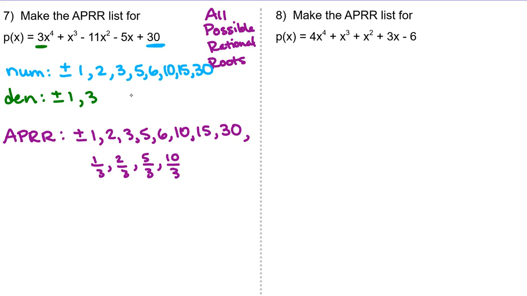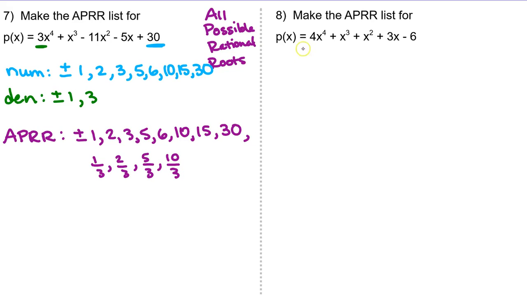So in this list we have 1, 2, 3, 4, 5, 6, 7, 8, 9, 10, 11, 12 times 2, 24 different rational numbers. Some of those may be roots to this polynomial, but no other rational numbers can be roots, only numbers from this list. So you can pause the video and make the APRR list for number 8, and then resume and see how you did.